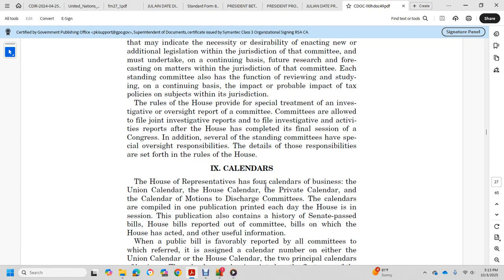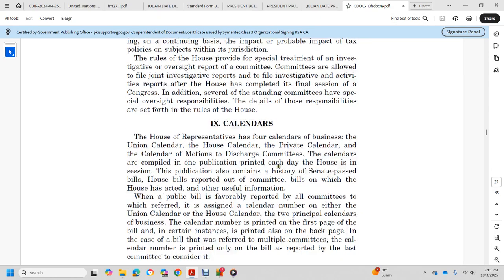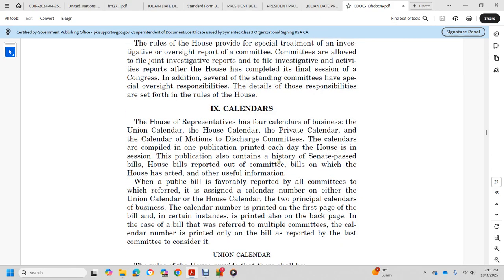The publication contains the history of Senate-passed bills, House bills, and reports, the committee bills on which the House has acted, and other useful information. When a public bill is favorably reported by a committee, it is assigned a calendar number on either the Union calendar or the House calendar, the two principal calendars for the business of the House. The calendar number is printed on the first page of the bill, and in certain instances on the back page. For a bill referred to multiple committees, calendar numbers are printed only on the bill as reported by the last committee to consider it.